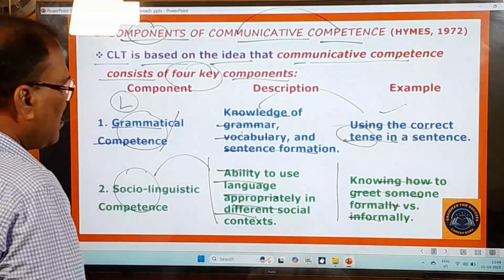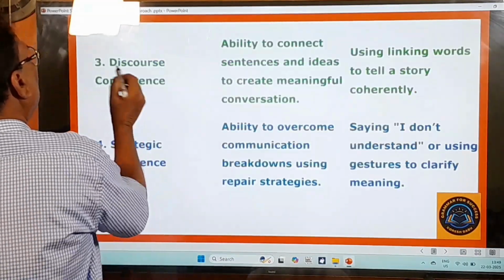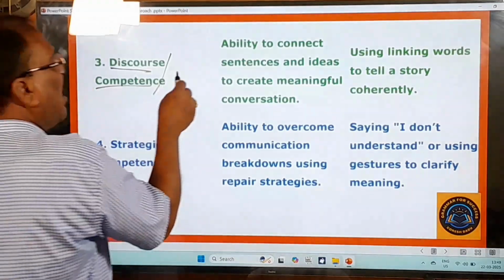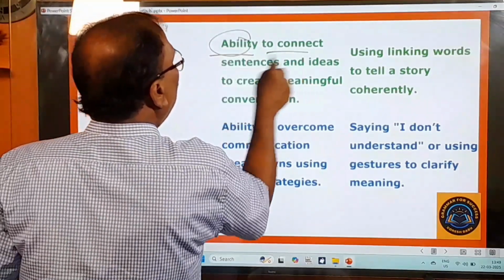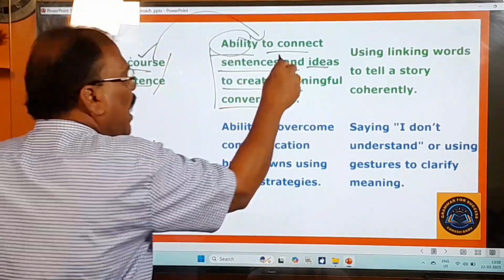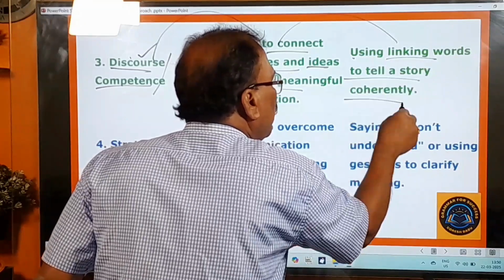And what else is there? Let us move on to the next slide. The third one is discourse competence. What does this do to the students? It offers them the ability to connect sentences and ideas to create meaningful conversation, and therefore they will be able to use linking words to tell a story coherently.